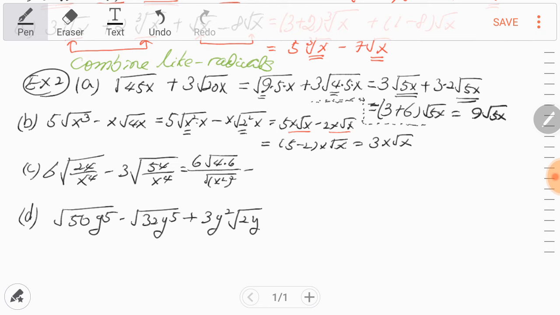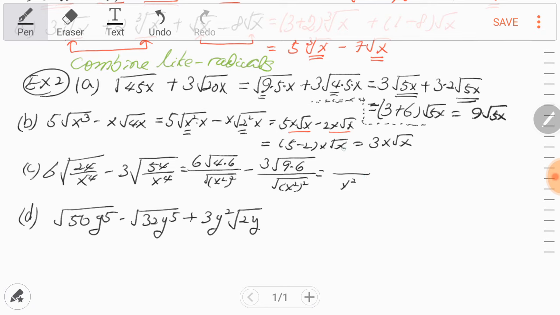Okay, the second radical is what? 3 times square root of, okay, 54 is 6 times 9, and the square root of 9 is 3. And the denominator is still the same, square root of x to the fourth power. x to the fourth power is x squared squared.